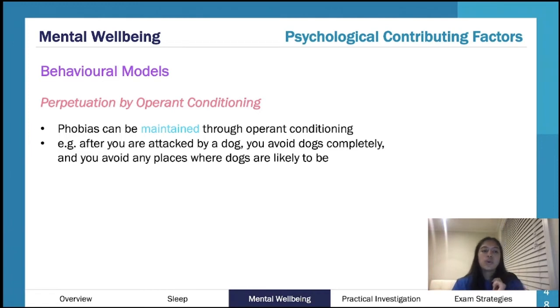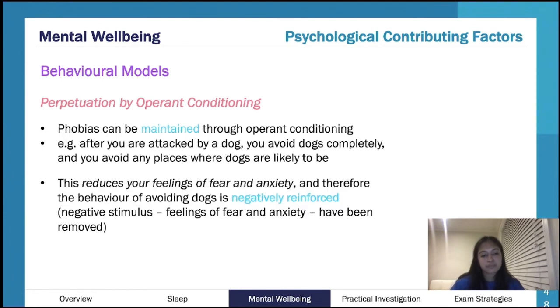Okay, so in your perpetuation by operant conditioning, so now we've got this phobia. We basically maintain this phobia due to negative reinforcement through avoidance behavior. So this is really, really important to know in this context, negative reinforcement. So again, I'm assuming you guys are still familiar with your stuff on operant conditioning. Any questions you get on operant conditioning and specific phobia, use the term negative reinforcement. It's really important.